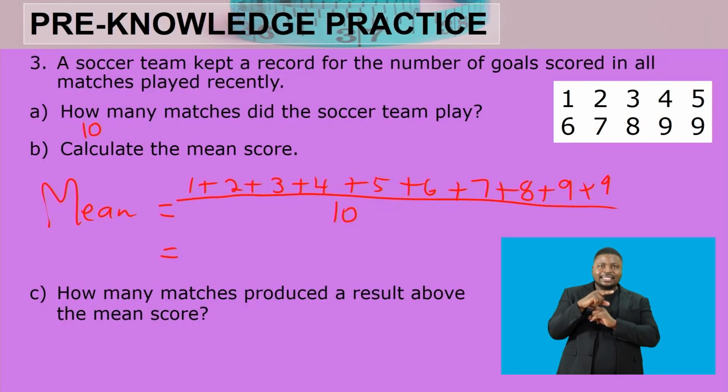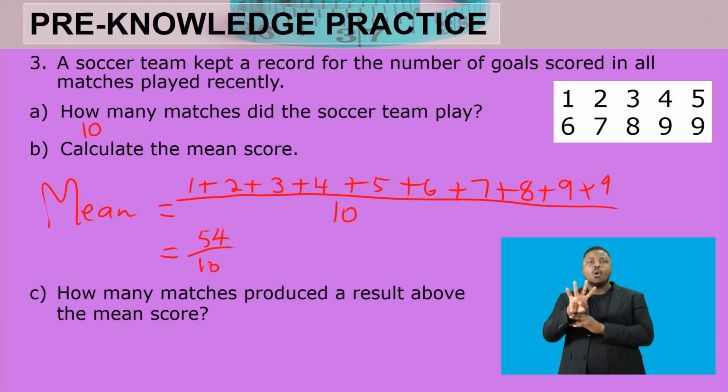So we have 1 plus 2 plus 3 plus 4 plus 5 plus 6 plus 7 plus 8 plus 9 plus 9. Ensure that you have 10 values in total, which gives us a total of 54. Then we say 54 divided by 10, it gives us a value of 5.4.